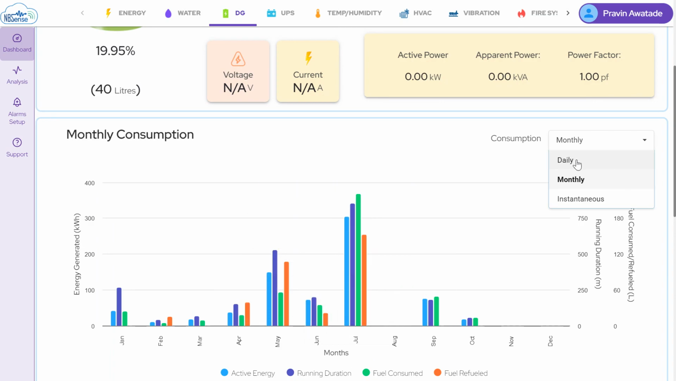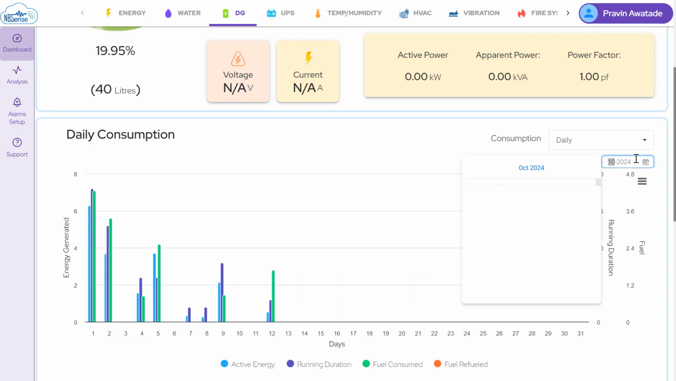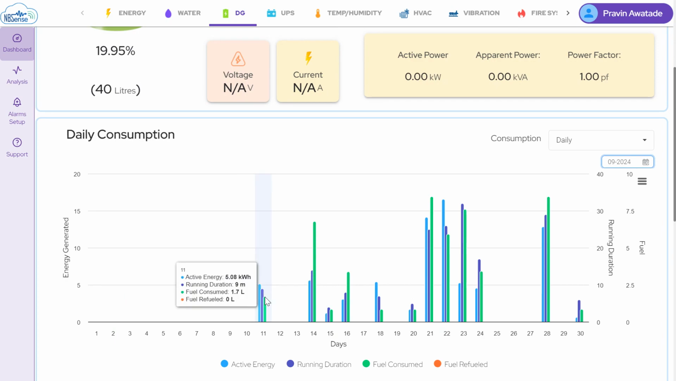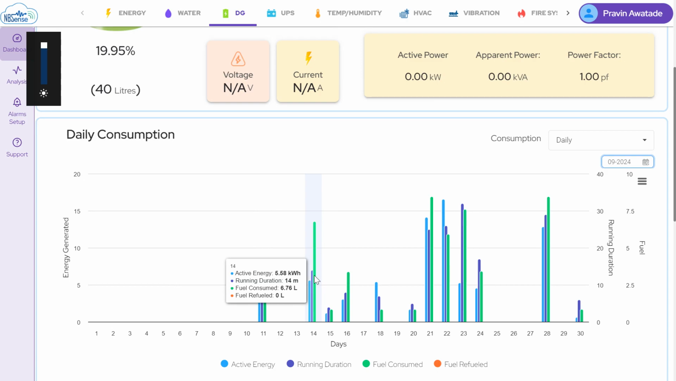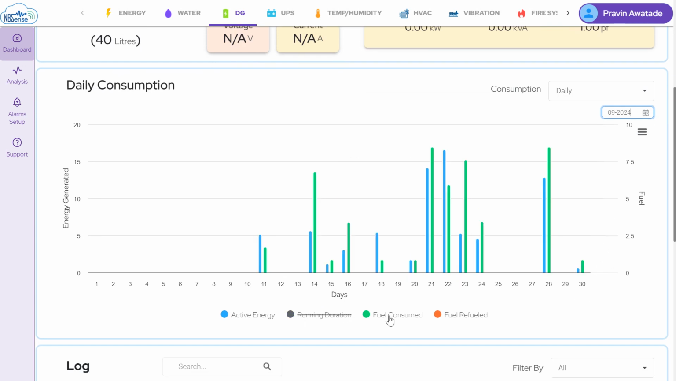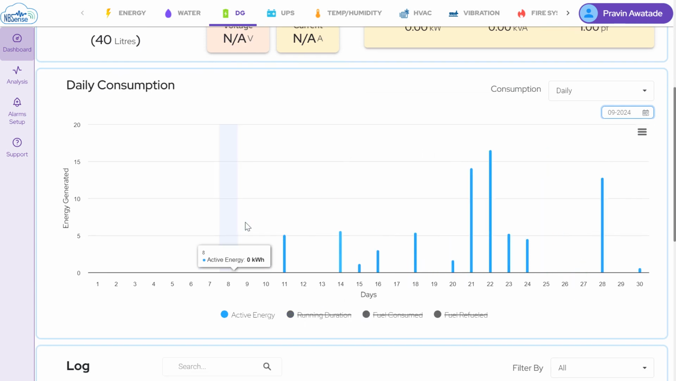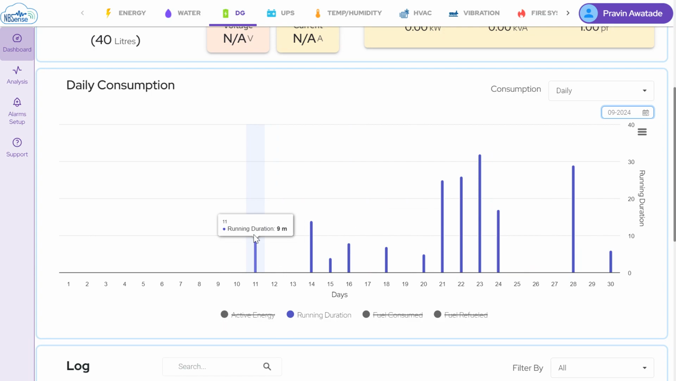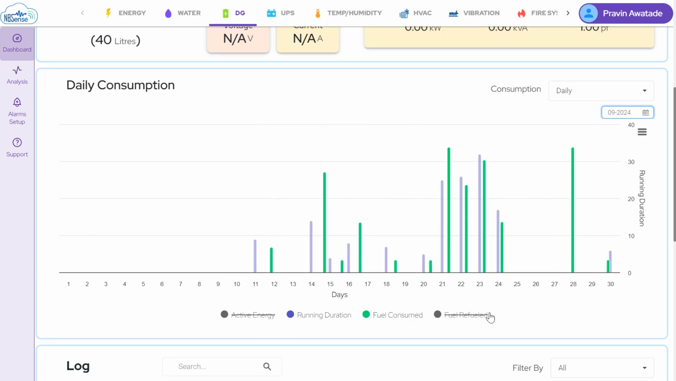If I select the monthly basis and select any month, for example the ninth month, then for each day I can see what the condition was, what duration it operated, how much energy was produced, how much fuel was refueled, and how much fuel was consumed. All insights we are getting here. From here we can hide and show parameters. Suppose I want to see the entire month's day-wise energy, or only the running hours in the entire month, the operating time on each day, I can see that here, and I can download this data in any format.